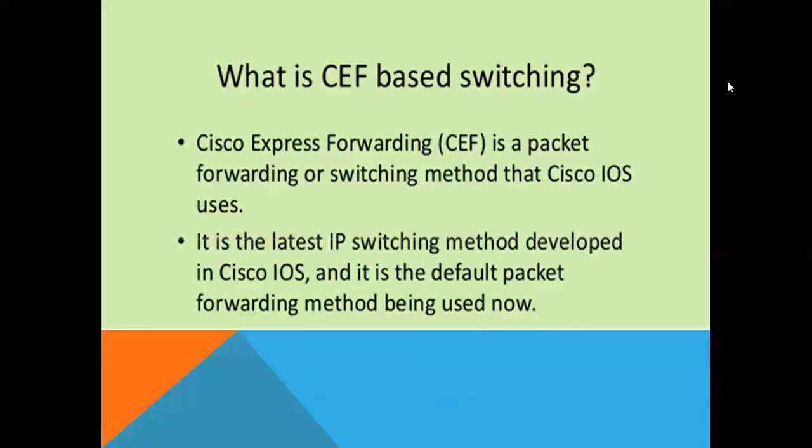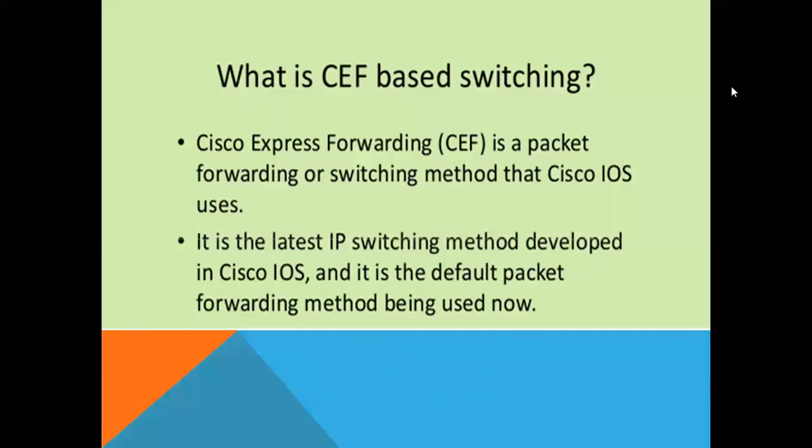Cisco Express Forwarding is a packet forwarding or switching method that Cisco IOS uses. It is the latest IP switching method developed in Cisco IOS, and it is the default packet forwarding method being used now. CEF, by providing wire speed, at the same time actively maintains a copy of the routing table on the hardware. This copy in the hardware is called the forwarding information base.